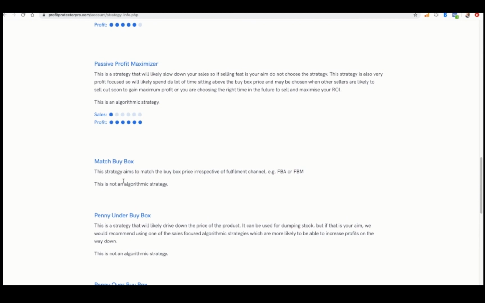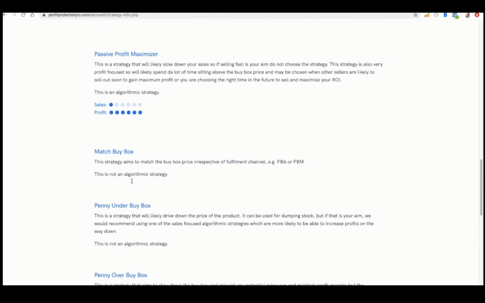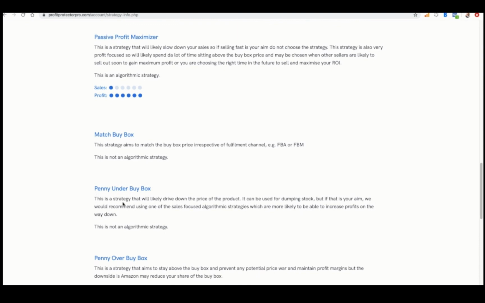Now bear in mind that that will literally just do as you're asking. It will match the buy box, nothing more, nothing less. So if the buy box goes down, it will go down. If the buy box goes up, it will go up. It will just match the buy box, and it will do that irrespective of fulfillment channel. So FBA or FBM, whoever's got the buy box, that will be the figure that your product will be for sale at. You've got the option to penny under the buy box.